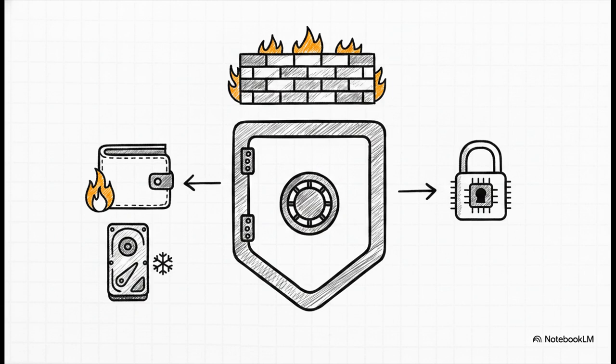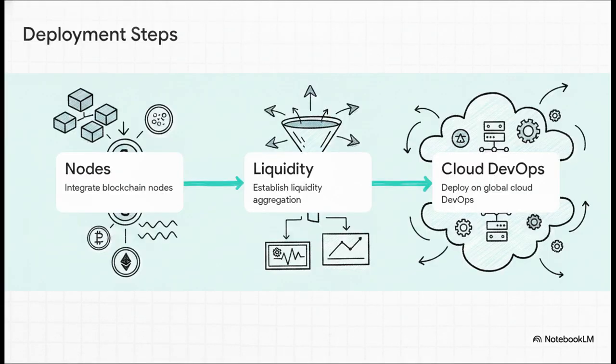And on the network side, web application firewalls and DDoS protection from providers like Cloudflare, well, they act as the shields keeping the platform online when the inevitable targeted attacks happen. And to make all of this run reliably, the infrastructure demands a pretty strict sequence of deployments. First up, you have to securely integrate full blockchain nodes, so you can communicate directly with networks like Bitcoin and Ethereum. Next, you've got to establish liquidity aggregation using market maker APIs. That way your users don't face crazy price slippage. And finally, you deploy the whole shebang on global cloud DevOps, utilizing tools like Docker and Kubernetes. That ensures the platform scales up automatically when sudden market surges hit.